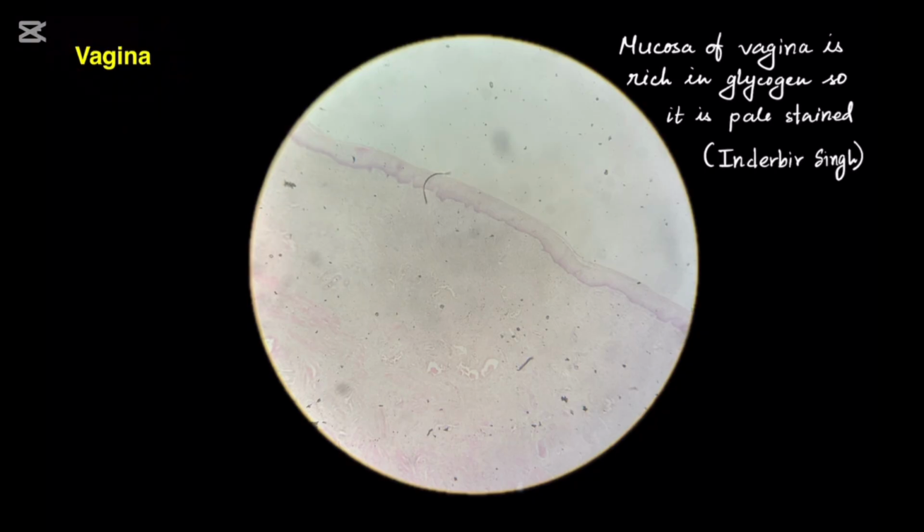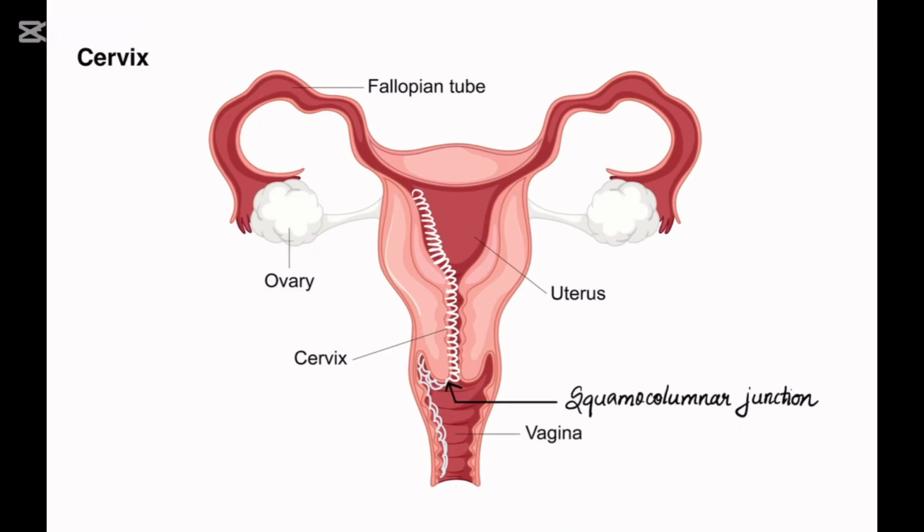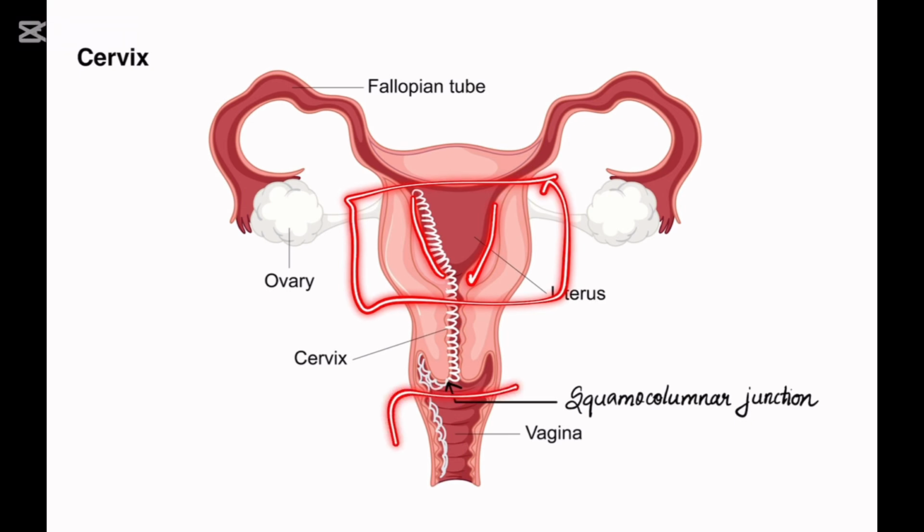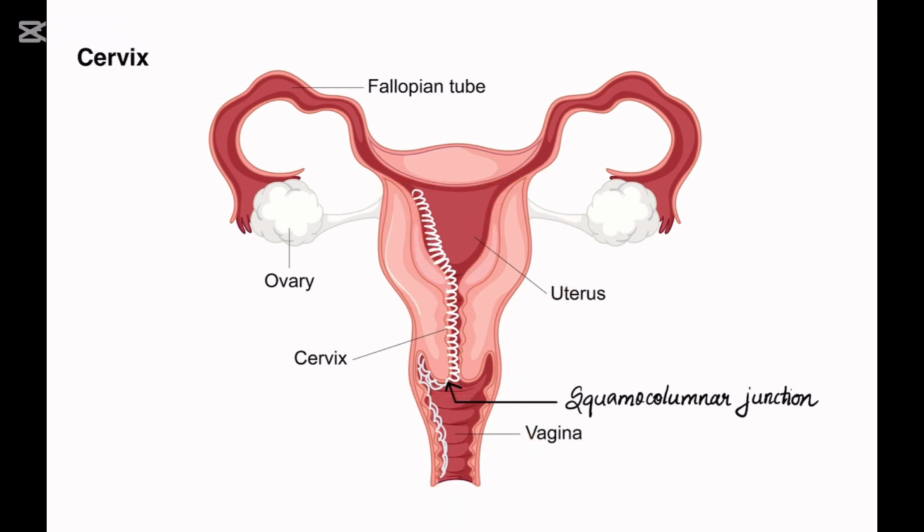Till now, we have studied the endometrium of the uterus and the vagina. The endometrium of the uterus is lined by simple columnar epithelium. The vagina is lined by non-keratinized stratified squamous epithelium. In between the uterus and the vagina lies the cervix. The cervix has two surfaces, the endocervix and the ectocervix.